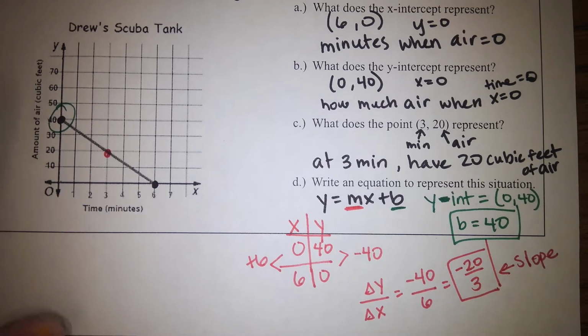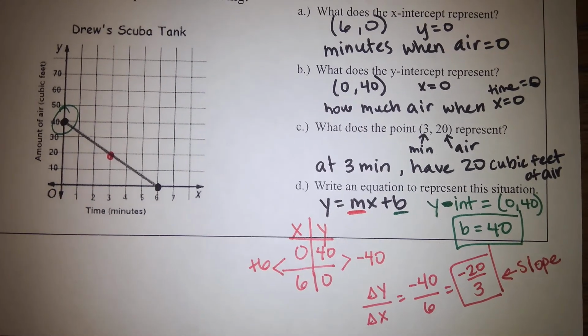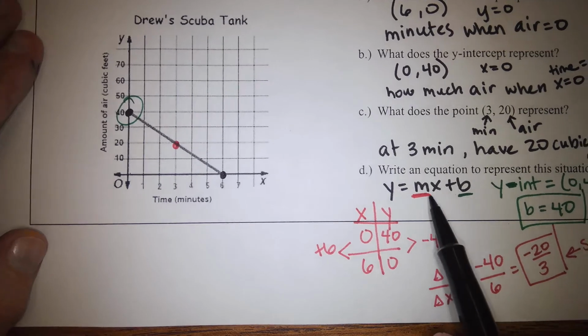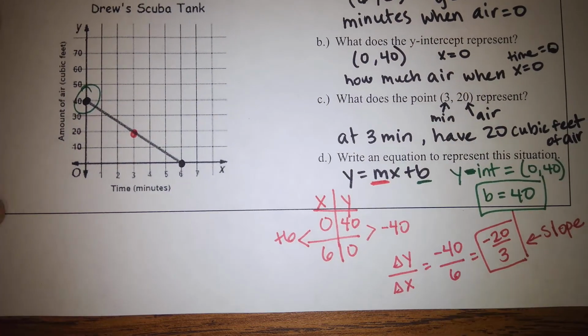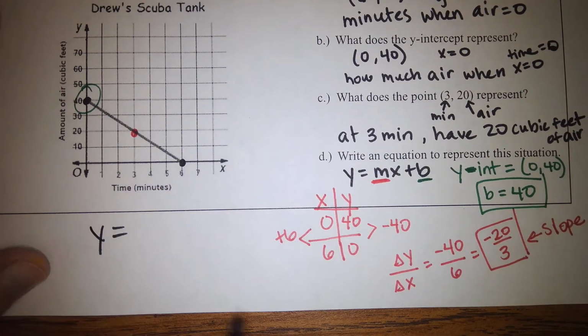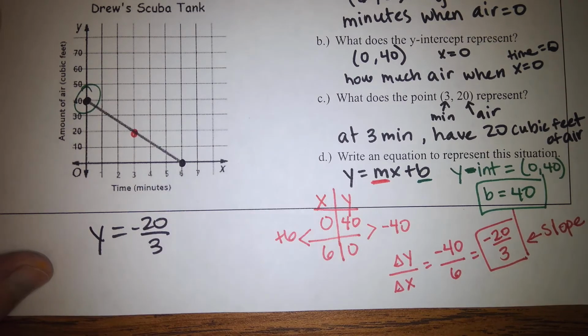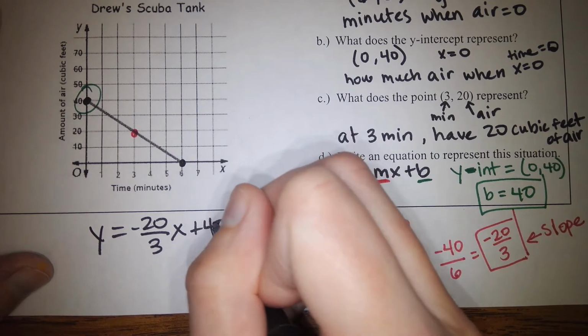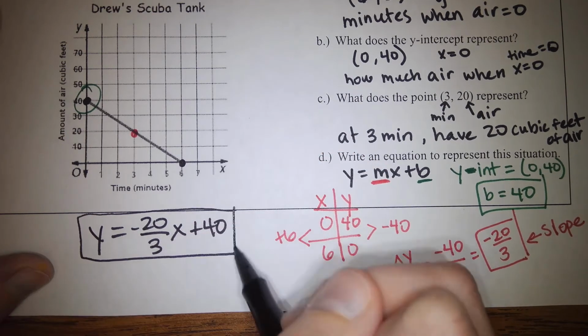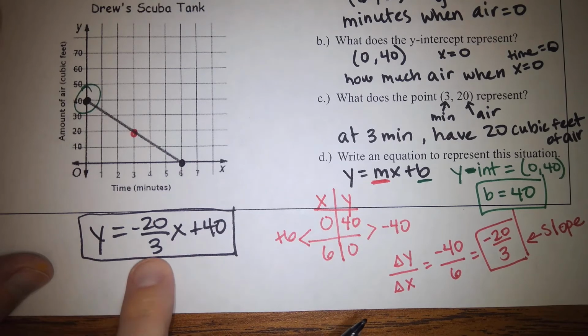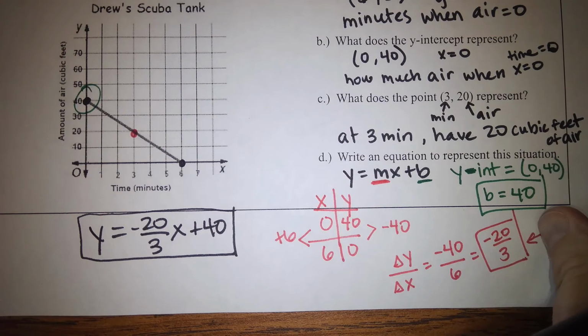Gosh, sorry, this is a little messy. And that would be our y-intercept. So if we wanted to write it in y equals mx plus b form, we'd go over here and say y equals m, which is negative 20 over 3, x plus my b, which is plus 40. So our final answer would be y equals negative 20 thirds x plus 40. All right, we're going to keep on trucking. Only got a few left.